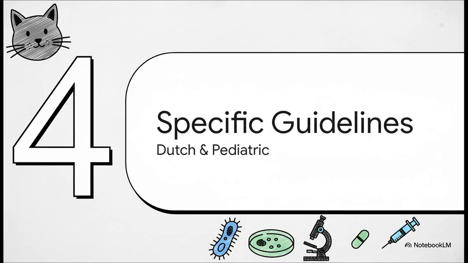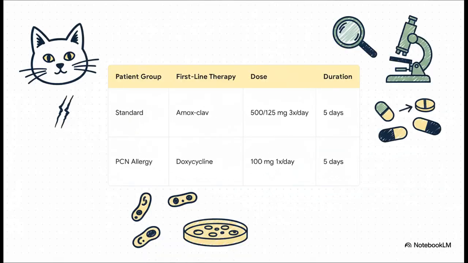Now let's compare that with some more specific guidelines, first taking a look at the recommendations from the Netherlands, and then digging into the unique challenges of treating kids. The Dutch guidelines from SWAB give a really clean, pragmatic playbook for primary care. You can see their first choice is the same, amoxicillin clavulanic acid for 5 days. For a patient with a penicillin allergy, the go-to is doxycycline. It's just a very clear, effective, empirical strategy.